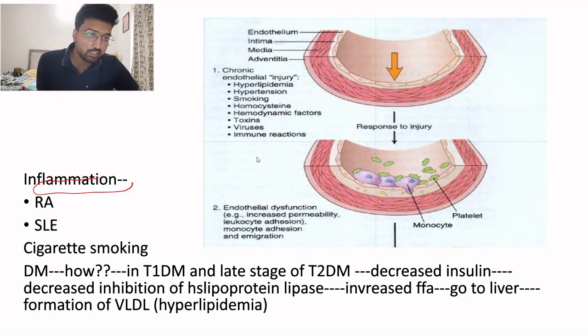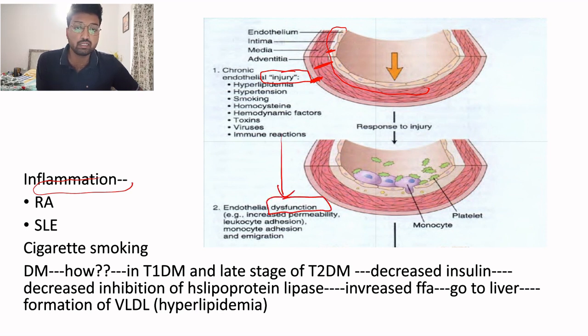So this is a diagram that I have picked from the Harrison. You can see what is this. This is the endothelium. Okay, this is the intima, this is the tunica media, and this is adventitia. When there is chronic endothelial injury, it will lead to endothelial dysfunction. So I said both these two terms are very important: endothelial injury and endothelial dysfunction. Okay, so injury. What can cause injury?